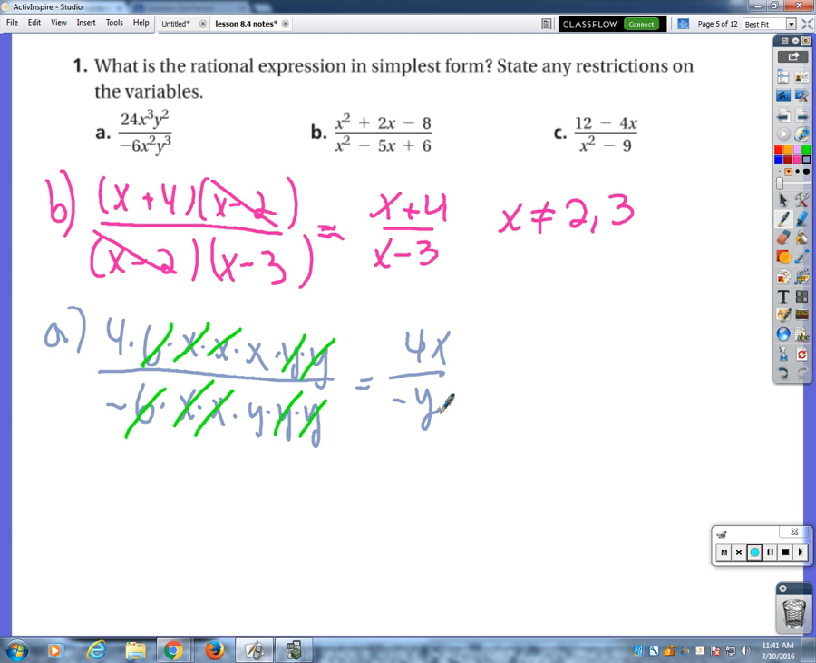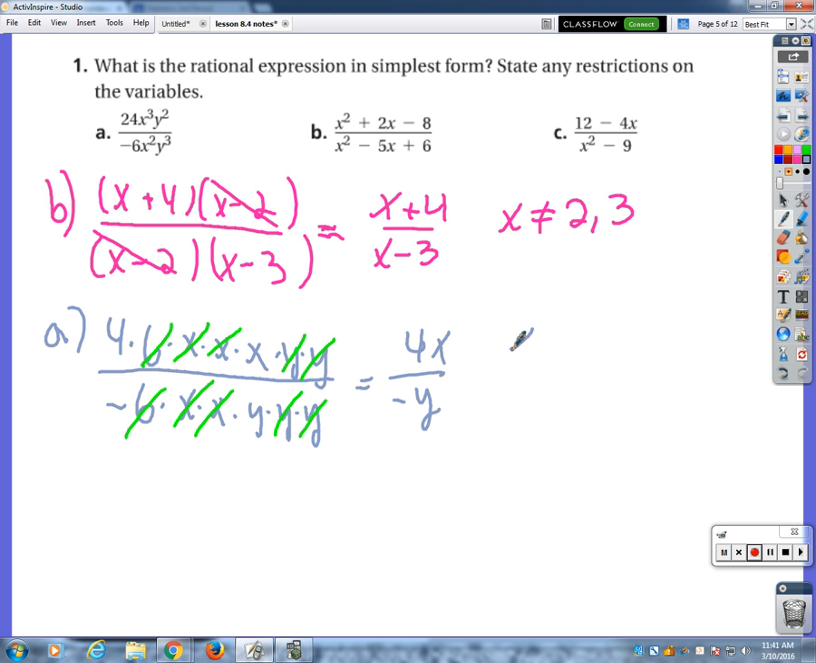Now, some of you could do that, like I said, without writing that all the way out. What is 24 divided by negative 6? Negative 4, that's where the negative 4 comes from. And then what do you do with the exponents when you're dividing them? Subtract them. So 3 minus 2 is an x on top. And then with the y's, 3 minus 2 is a y on the bottom because the bigger number was on the bottom. So if you need to write it all out in factored form and then cancel, then that's fine. But there are some shortcuts that you should know.